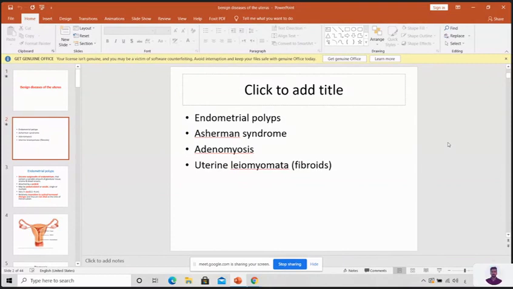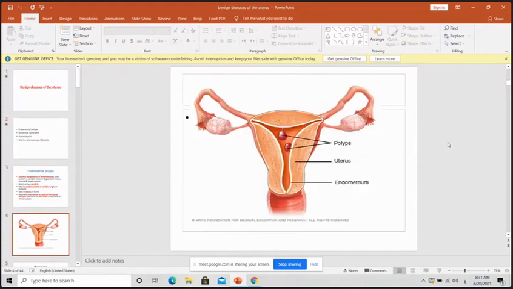These include endometrial polyps, Asherman syndrome, adenomyosis, and uterine fibroids. These four disorders are usually seen in our clinical practice. Therefore, I will stress each of them separately, and I will present some of the most important details about each one. Starting with endometrial polyps.